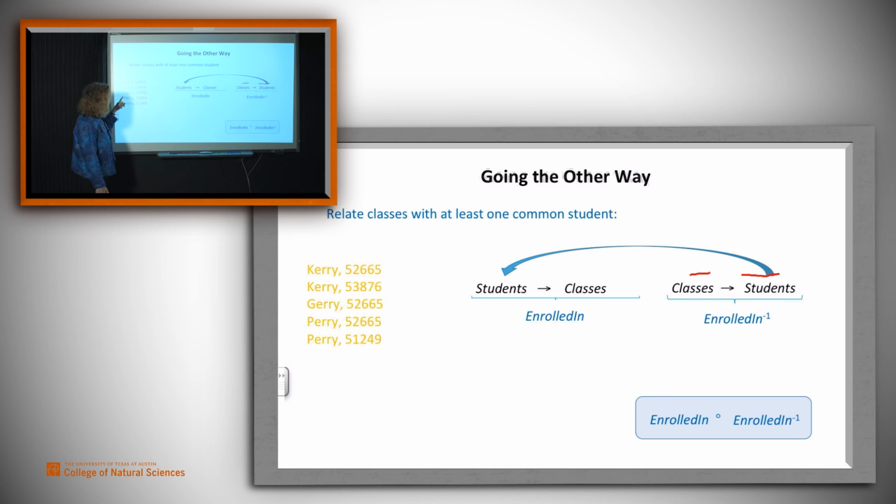And just quickly to run through the examples again, here's the little piece of the database that we've got. Let's see what we get now when we apply these relations in the opposite order. We're going to get elements like this. So 52665 relates to Carrie, and then using the inverse, Carrie relates to 53876. So 52665 relates to 53876, and so forth. And again, just to remind ourselves, since 52665 relates to Carrie and Carrie relates to 52665, we will get all of these elements where a class relates to itself.